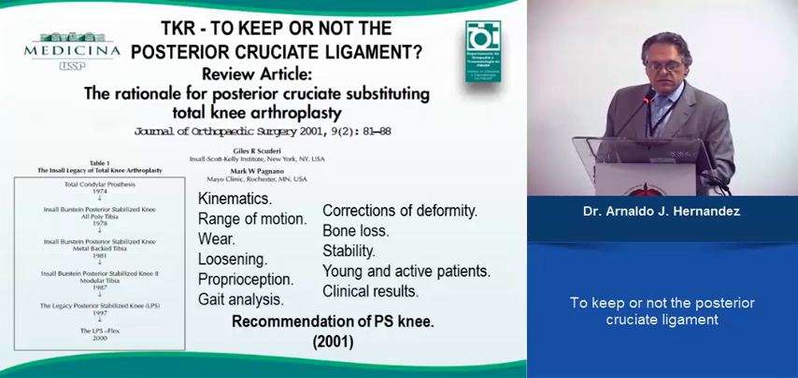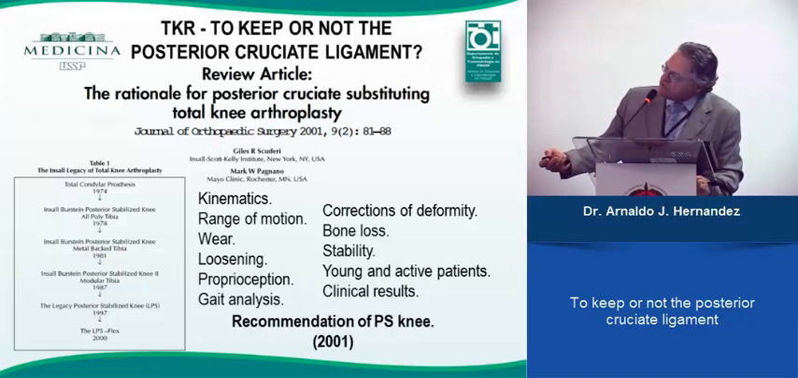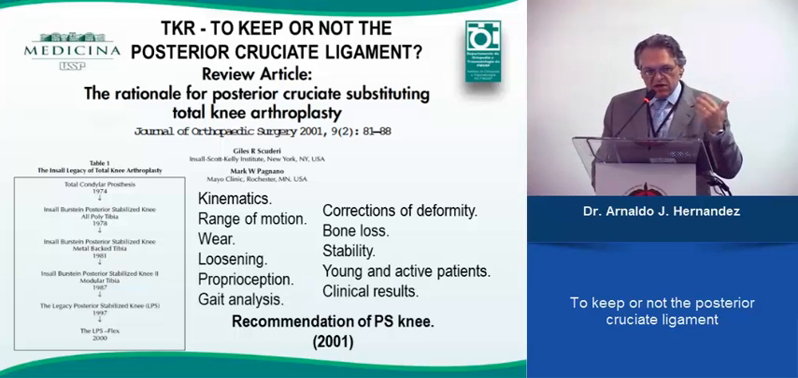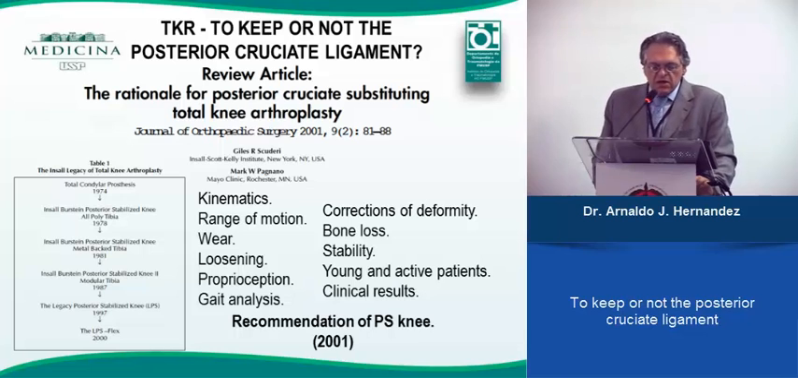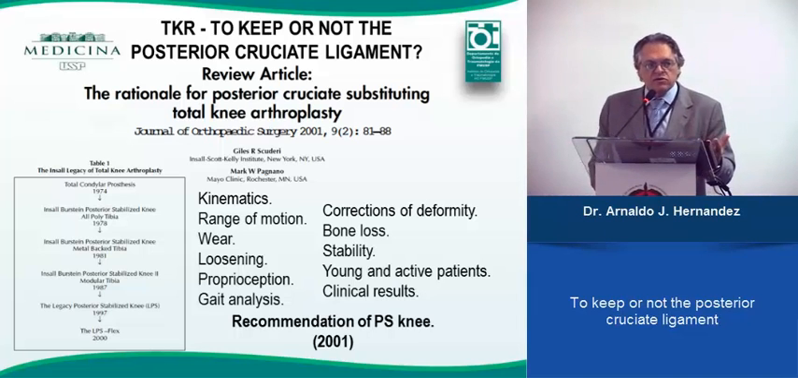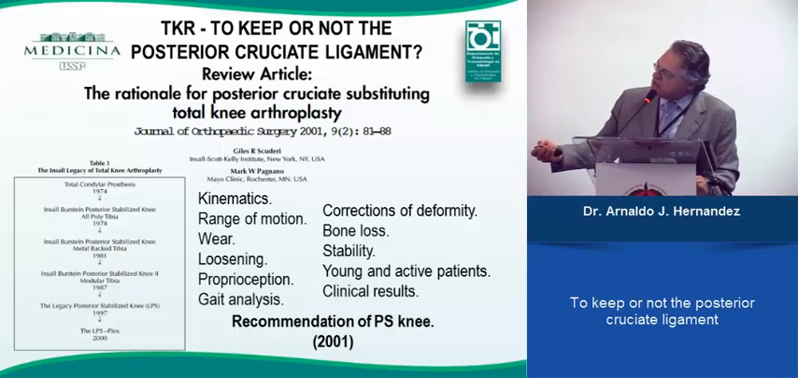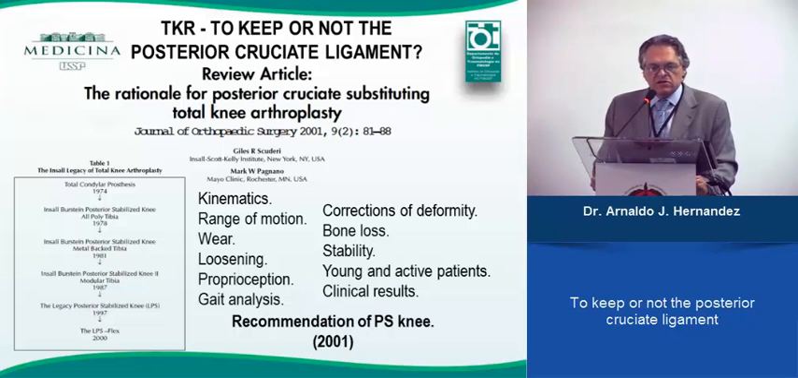This is a revision that was done by Scuderi and Pagnano in 2001, and most of these articles, and more than these articles, are mentioned in this revision. They make a brief review of the evolution of the replacements in the last 20 years, especially on the side of the posterior stabilized knee, and many different topics. And as a final conclusion of this revision in 2001, they say it's better to do a PS knee than a CR knee.